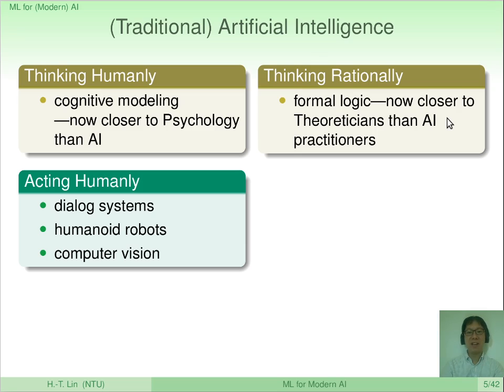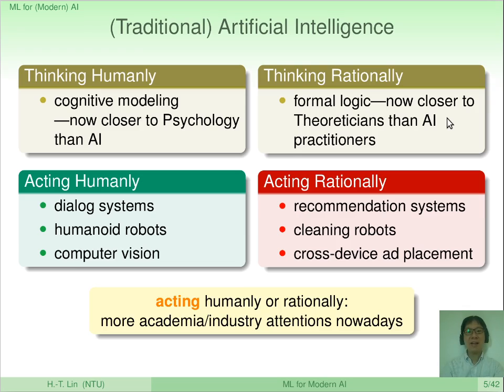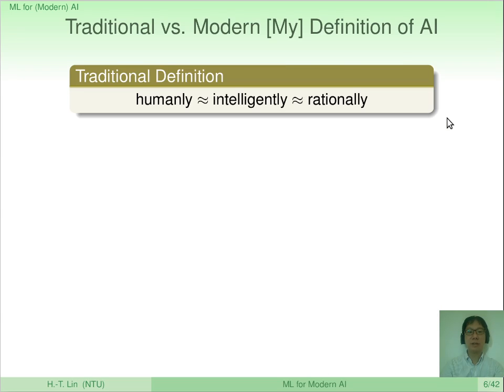For example, if we want the computers to act more like humans, we have dialogue systems, we have computer vision, those fields of study. And if we want the machines to act more rationally, we have the recommendation systems, we have advertisement, we have cleaning robots that we can think about. And those acting parts are attracting more attention from the industry and from academia nowadays. And that brings us to the new definition of artificial intelligence.